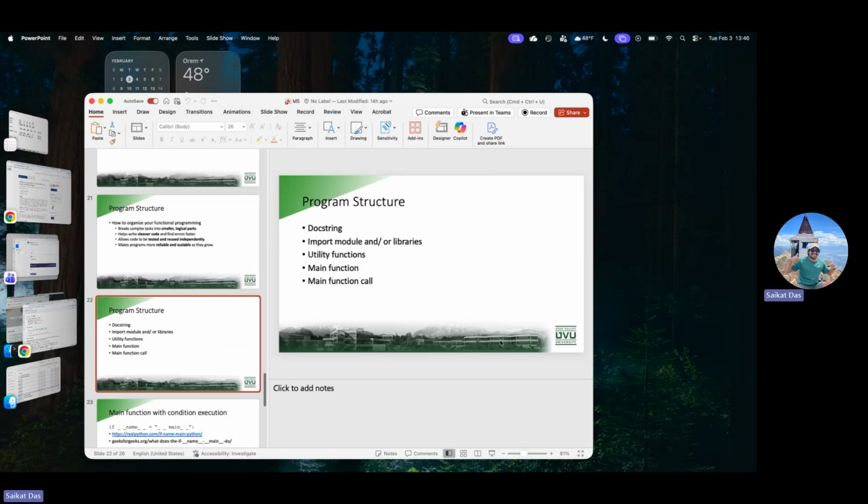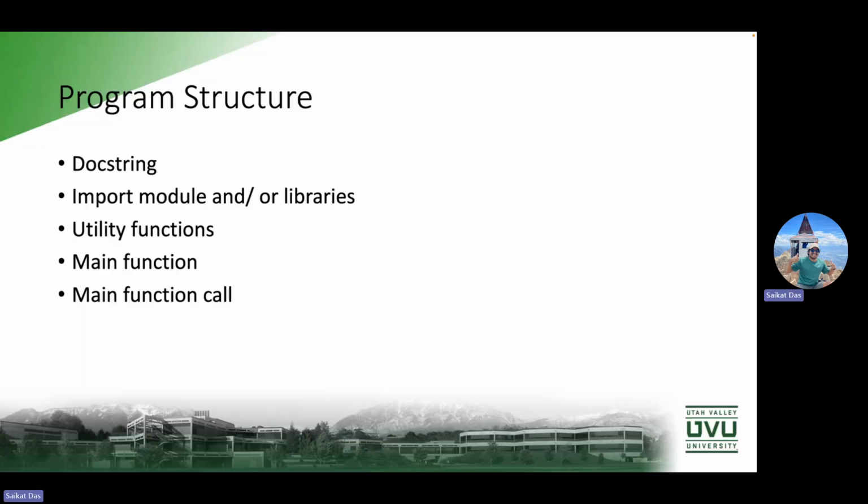So for the program structure, it should start with a docstring. Then if you need to import something, have you imported anything for your project or your assignment? Probably you did, like the math library, right? Have you used math.sqrt or what else? Probably you have used sqrt or abs, the absolute value. That means abs is a function from the math library, and math is a Python library. You need to import it. So if you need to import something, you need to put those imports there.